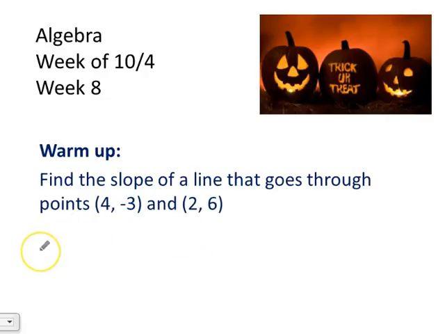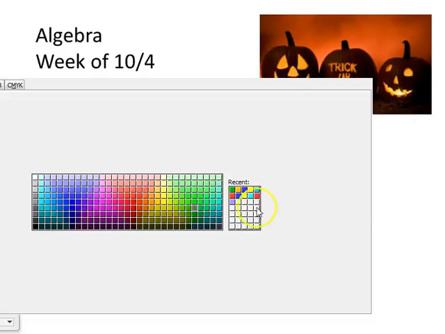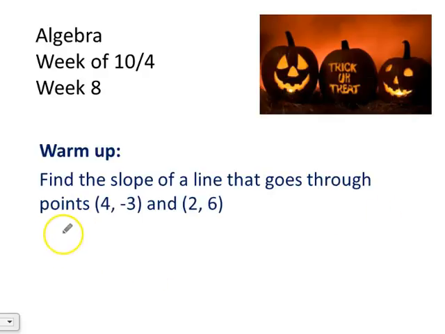All right, so we know slope tells us the steepness of our line. It tells us how steep our line is. And it's represented with the letter m. So m represents slope. And slope is rise over run. So it's the change, our vertical change over our horizontal change.